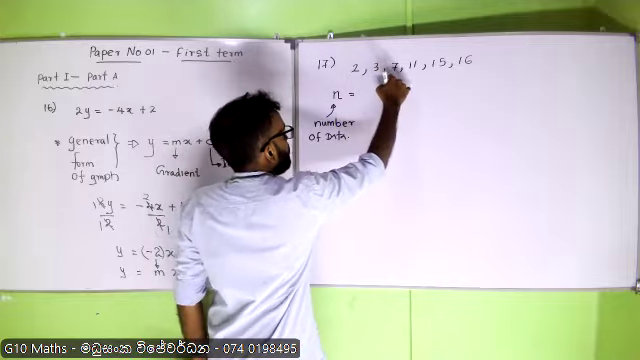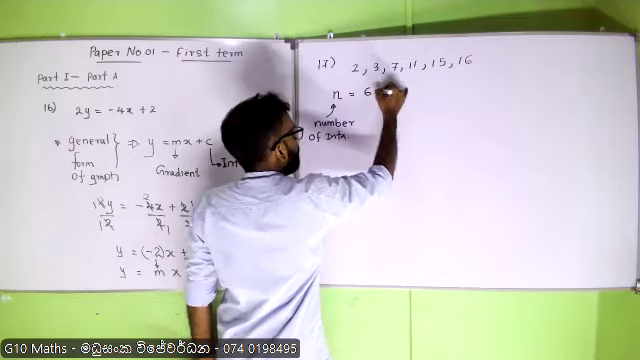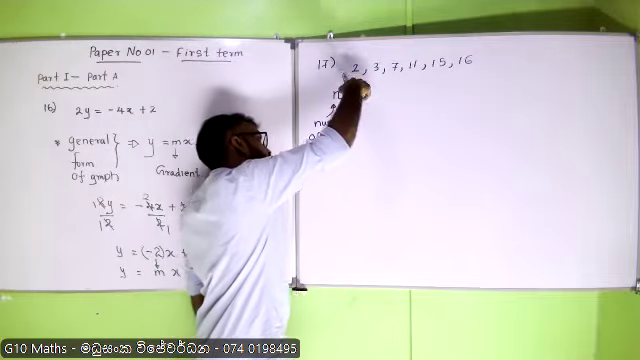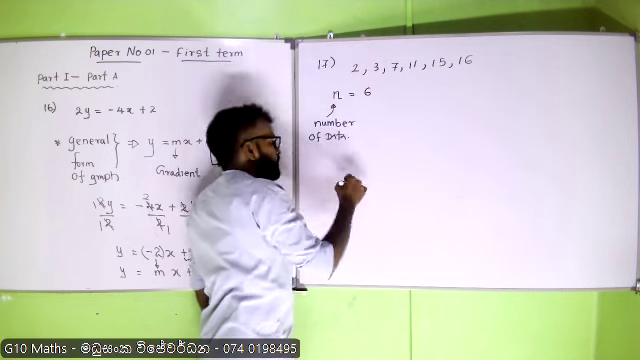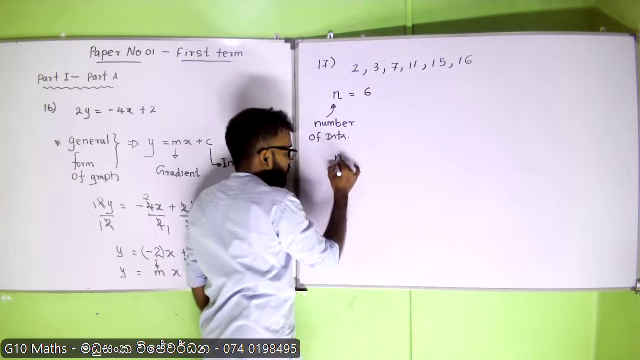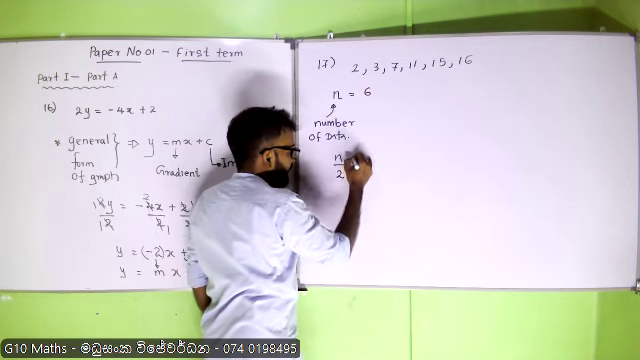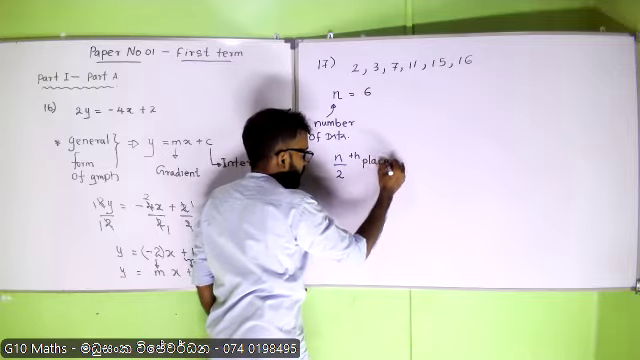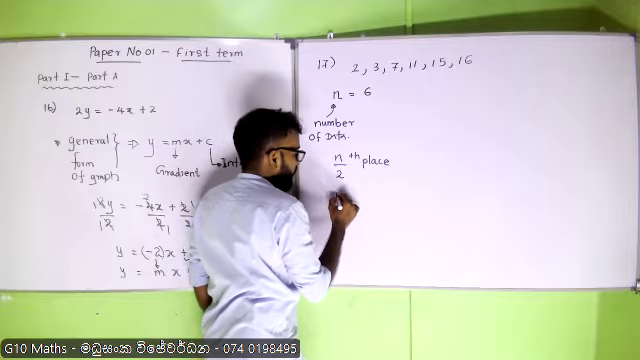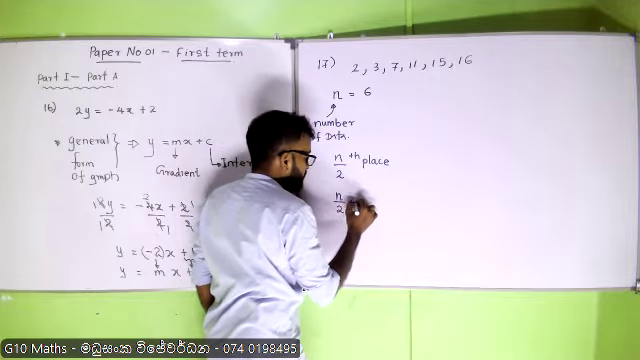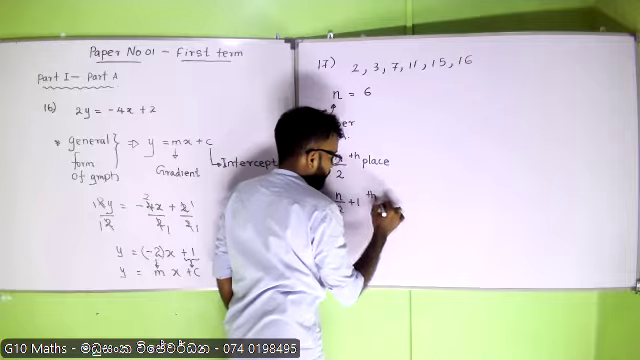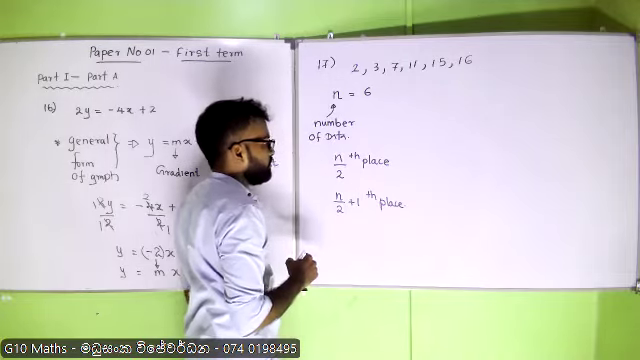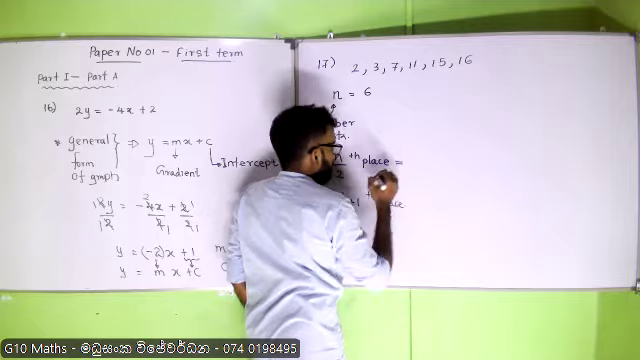n is equal to 1, 2, 3, 4, 5, 6. Even. If you have an even number of data, you have to deal with two scenarios. You need to find the n divided by 2th place, and the n divided by 2 plus 1 place. So I am going to find these.